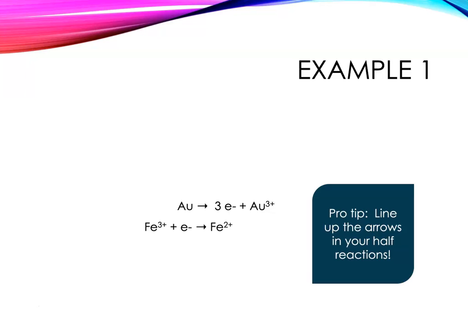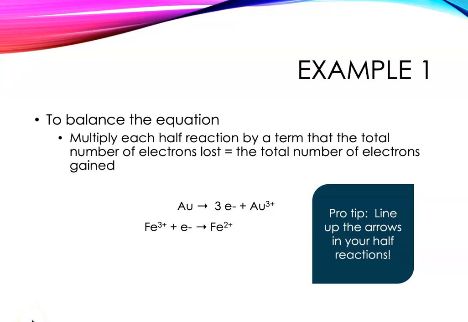One suggestion that I have, when you write your half reactions, line up your arrows. It makes it a lot easier to keep track of your reactants and your products if your arrows are lined up. In order to write the overall balanced equation, we need to show conservation of charge. And what that means is that the number of electrons lost has to equal the number of electrons gained. When I add these up, I can't have like 2 electrons on the product side. That's not okay. If I look at the gold half reaction, there are 3 electrons lost. If I look at the iron 3 half reaction for the reduction, it's a 1 electron change. But I can't lose 1 electron and gain 3.